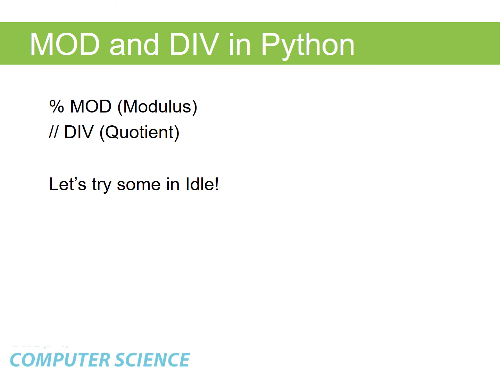So 2 modulus 2 would be 0. 3 mod 2 would be 1, there's 1 left over. 4 mod 2 is 0, 5 mod 2 is 1, because there's 1 left over. So it's either a 1 or a 0. So basically this means if you keep a variable of a number, you can always figure out whose turn it is.